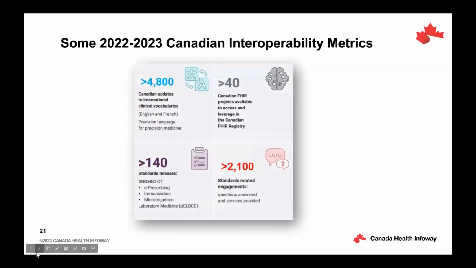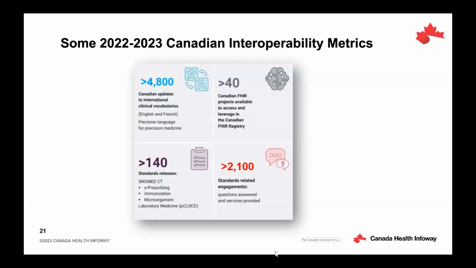So here are some metrics for the 2022-2023 year of Canadian interoperability. So we have more than 4,800 updates to international clinical vocabularies, more than 40 projects that are available and accessible in the Canadian FHIR registry, more than 140 different standards releases, and more than 2,100 various standards related engagements, most of them through inquiries sent to the help desk.